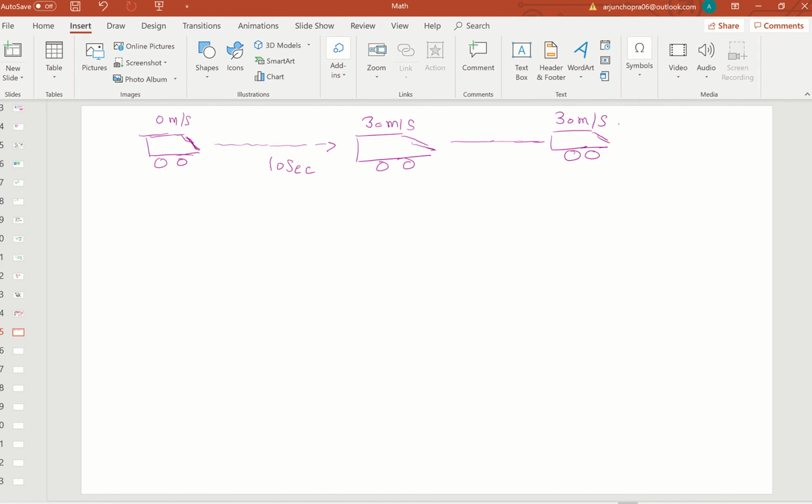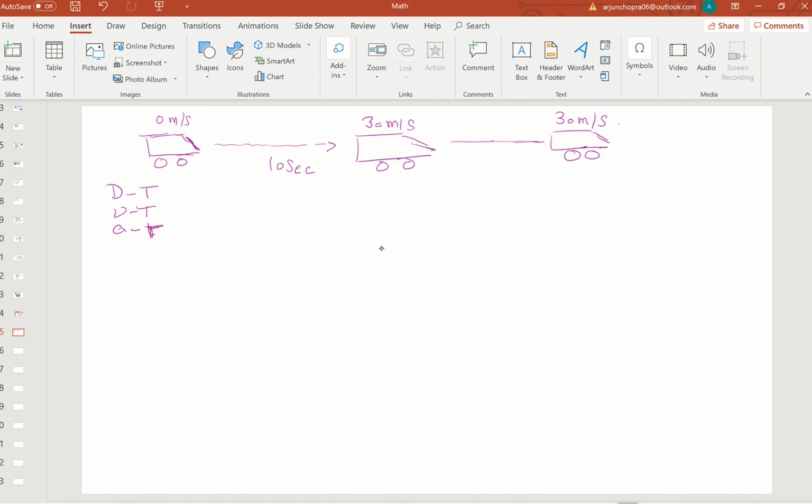And what I wanted to do is draw the displacement time graph for this scenario. Then I wanted to draw the velocity time graph for this scenario, and after that I wanted to draw the acceleration time graph for this scenario. Now let's look into how this will look on the displacement time graph.